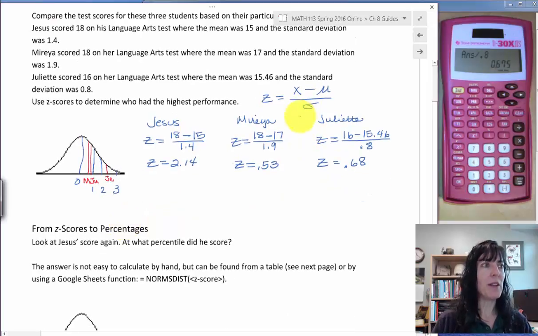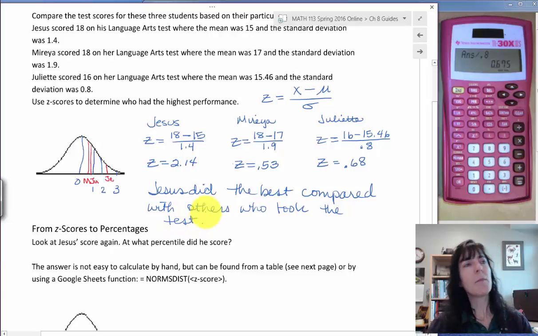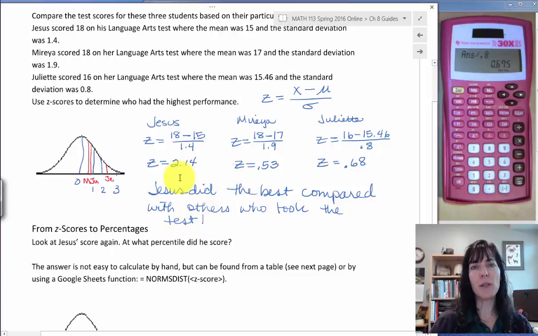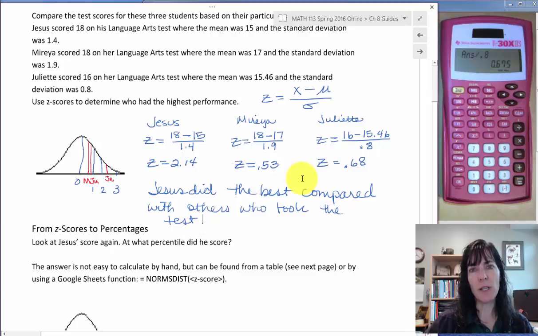So we're going to write that down. Jesus did better than his peers, quite a bit better. Maria did slightly better than her peers, and Juliet slightly better than her peers. Using the z-scores, we can compare the three of their scores even though they took very different tests.